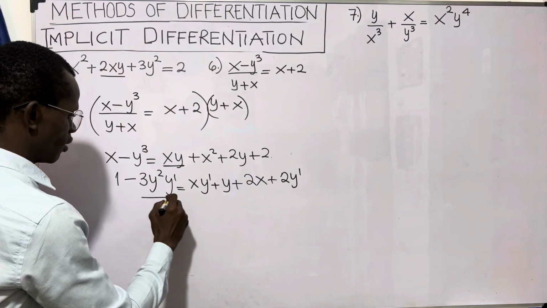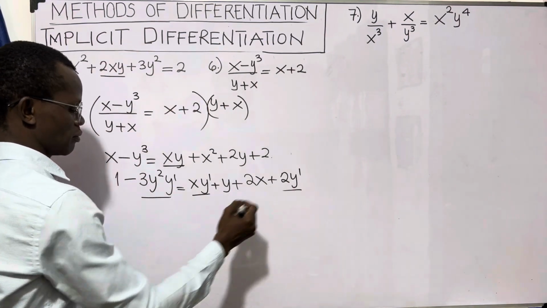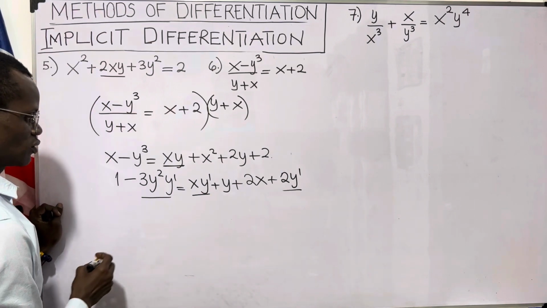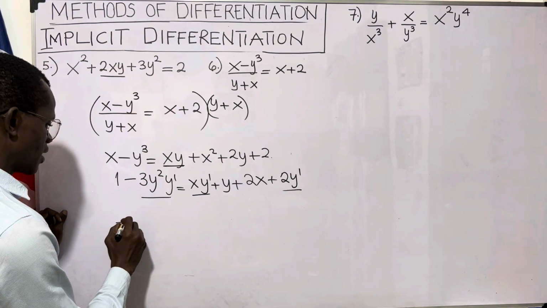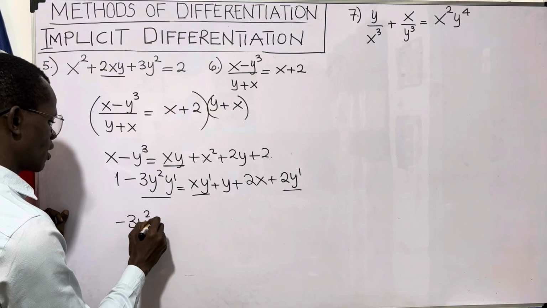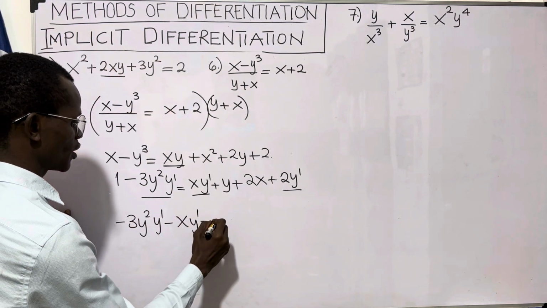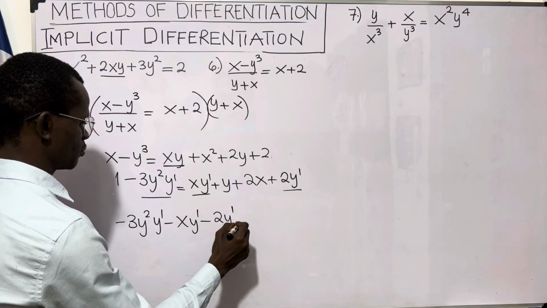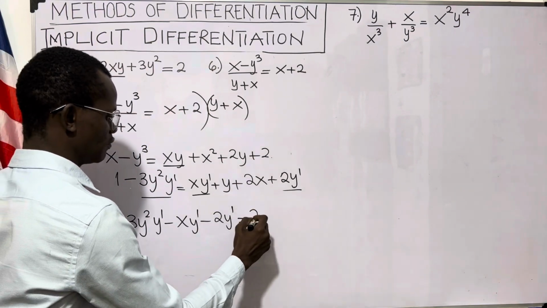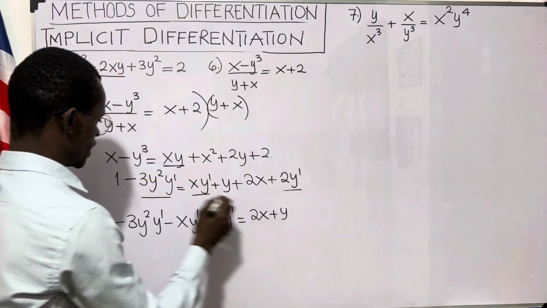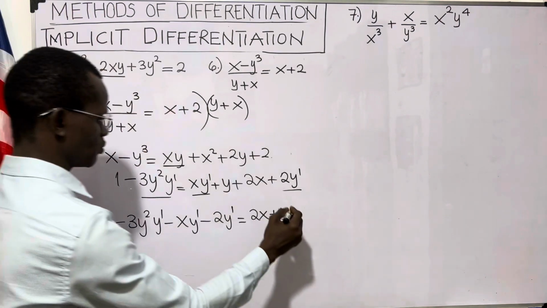Now we must ensure that all of the terms with y prime are sent on one side of the equation. So this is minus 3y squared y prime, minus x y prime, and minus 2y prime. This side you have 2x plus y, and we send this term across, it becomes minus 1.